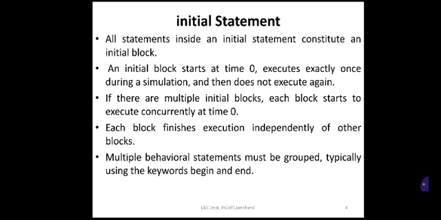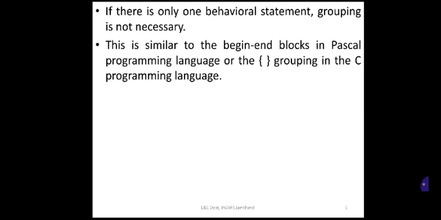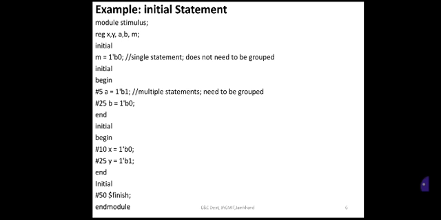In C programming, that is done with curly brackets. Open curly bracket, write all the statements, then close the curly bracket. That is nothing but grouping in C programming. Here grouping is done by using the begin and end keywords. If there is only one behavioral statement, grouping is not necessary. This is similar to the begin end block in the Pascal programming language, or the curly bracket grouping in the C programming language. So there are some examples here.